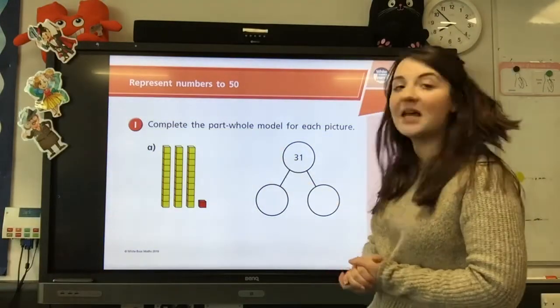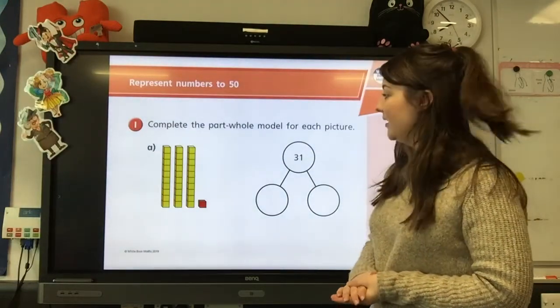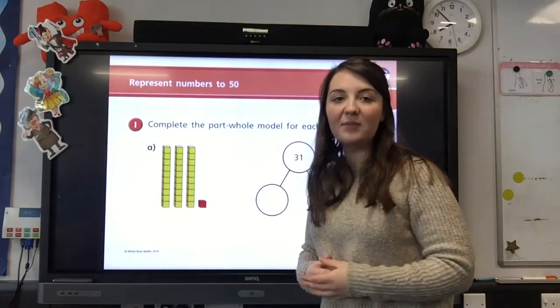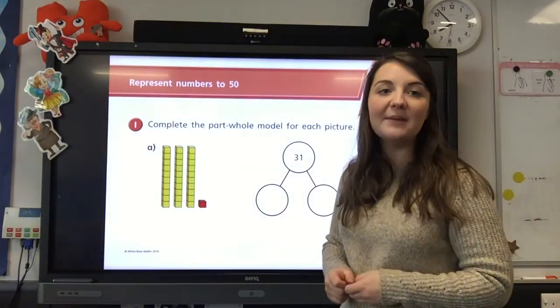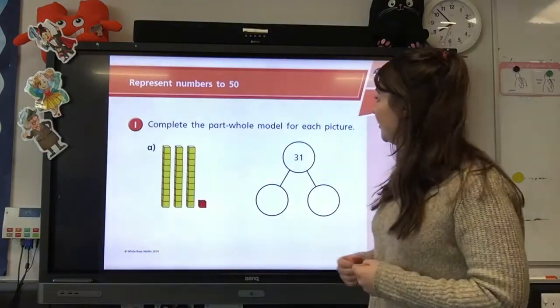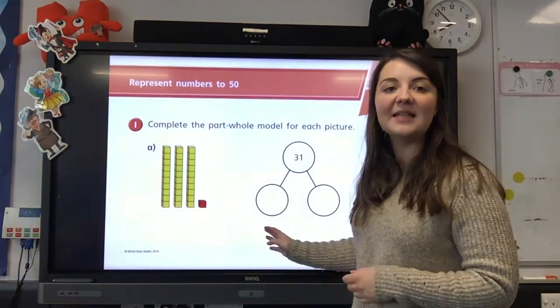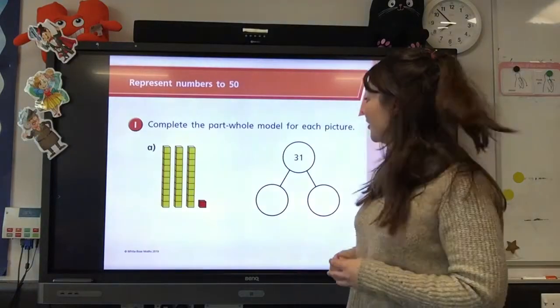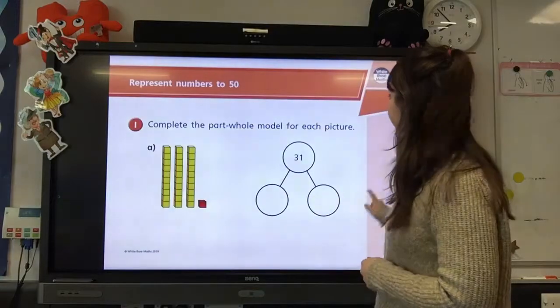Number 1 says, complete the part whole model for each picture. So here you've got a number represented by base 10. You know it's 31 already because that's in the whole. You need to draw sticks and stones to represent the tens and the ones. You could even have a go at writing the numbers like we practiced yesterday.